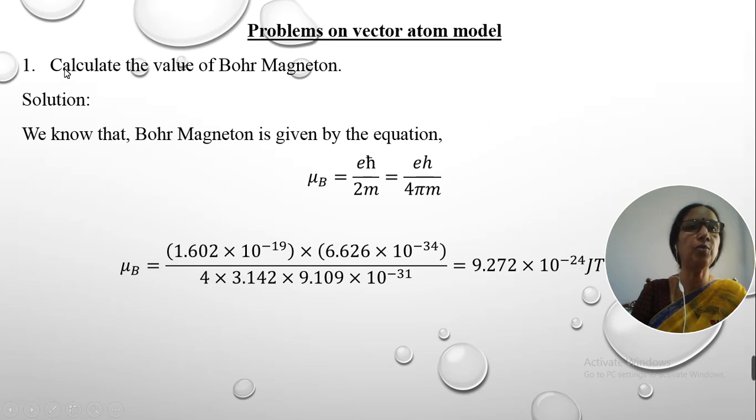If the problem is like this, calculate the value of Bohr magneton, in this they have not at all mentioned any of the constant values. So all the values are known to us, the charge of the electron, this is Planck's constant. Keep on substituting the values here. Okay, so this is the e value, h value, 4 pi value, and mass of the electron. We will get this as 9.272 into 10 raised to minus 24.